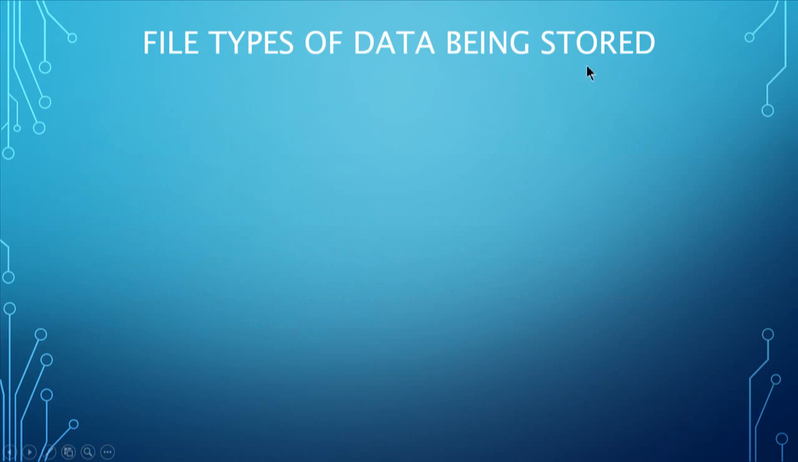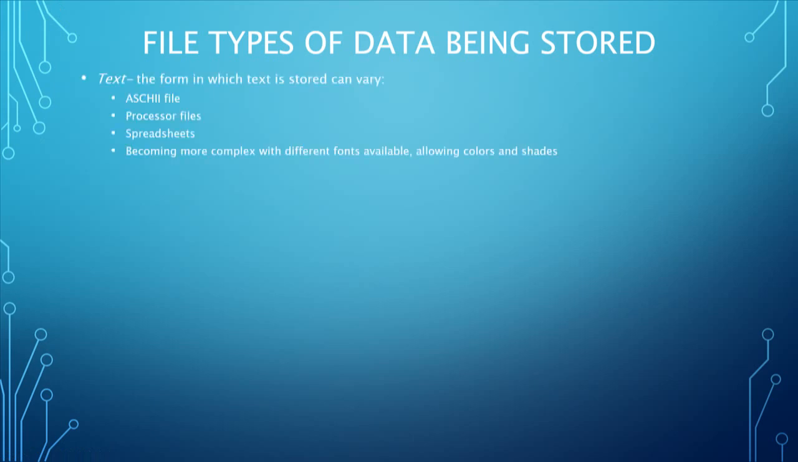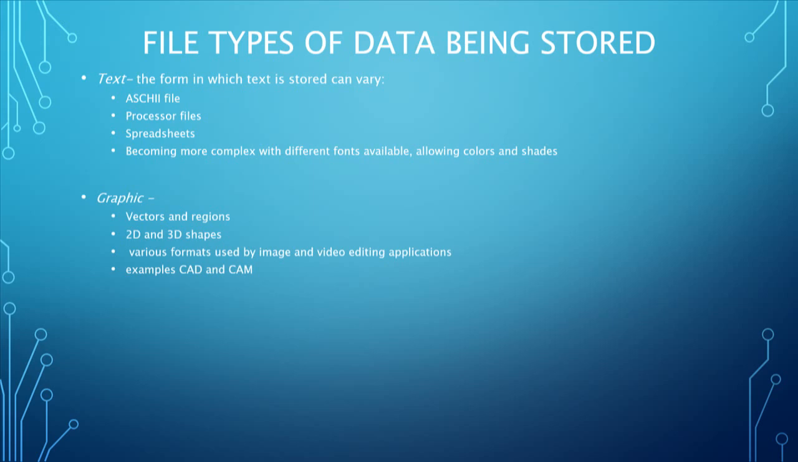Now we'll talk about the file types of data being stored. Text: the form in which text is stored can vary. ASCII file, word processor file, and spreadsheets become more complex with different fonts available, allowing color and size. Graphics have shapes and regions assembled from 2D and 3D shapes.